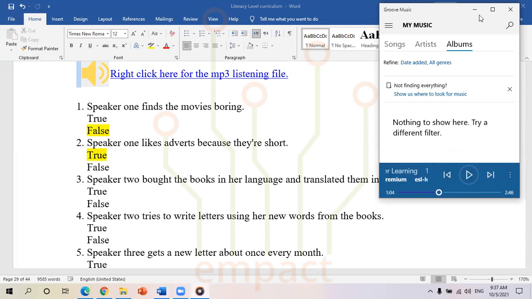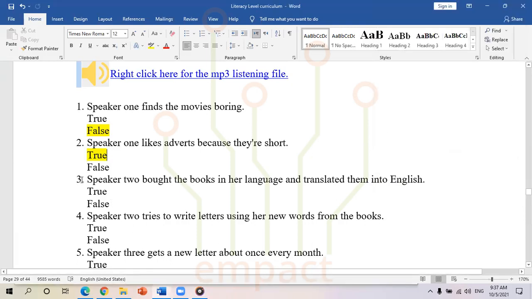Good. I think now you got the idea. Question 3 is about speaker 2. Speaker 2, she said... The question is: speaker 2 bought the books in her language and translated them into English. Is that true or false? False. Then it's false, isn't it?